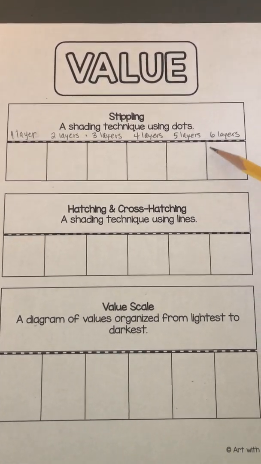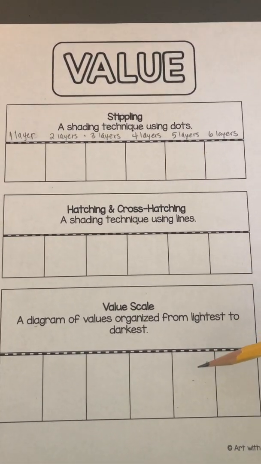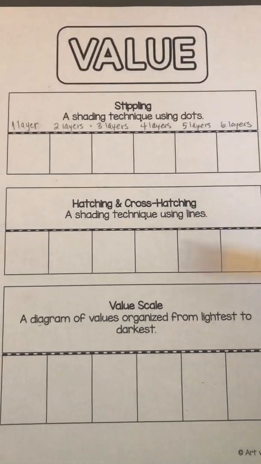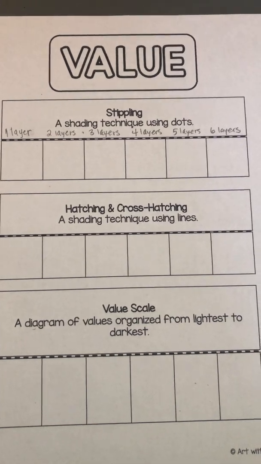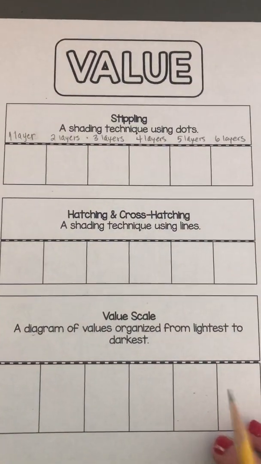And there's 3 methods to make different values. Well, there's more than 3, but there's 3 on this page. And this first one's called stippling. And that's just using dots to create value.